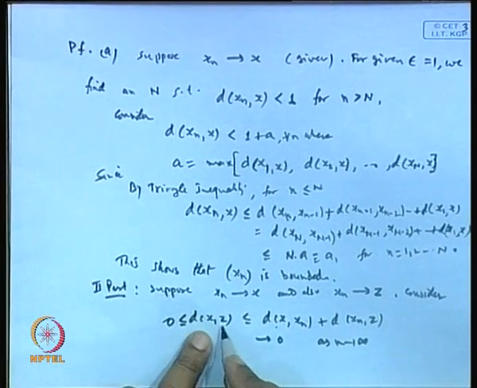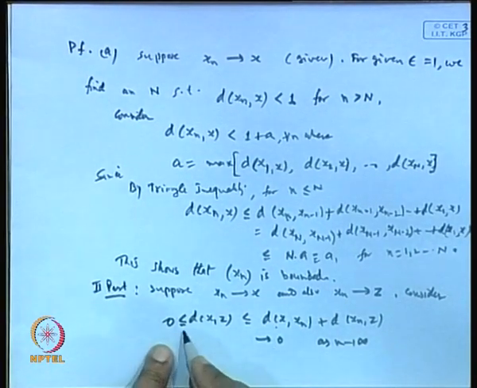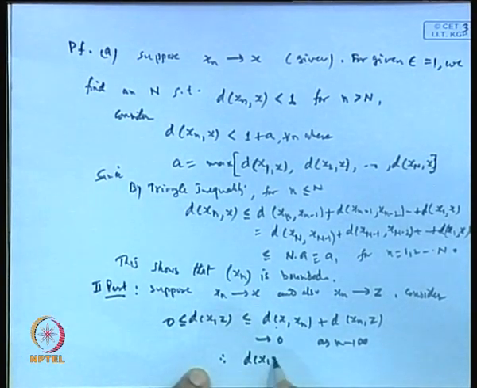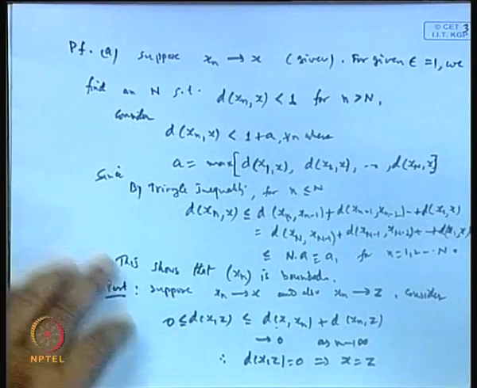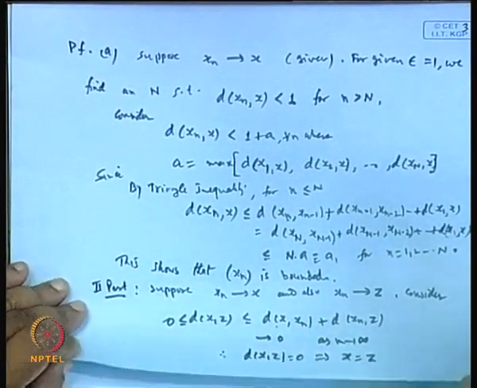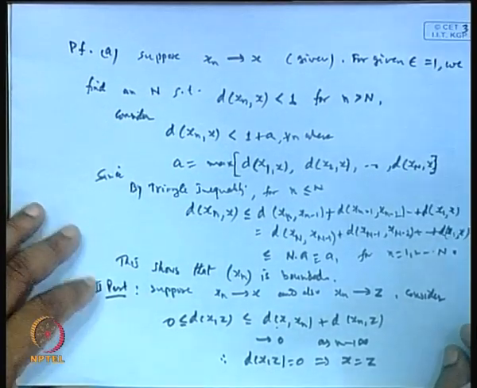Therefore, d of x z is less than or equal to 0, but basically it is always greater than or equal to 0. So, this implies d of x z is 0, that implies x equal to z by definition of the metric. So, the limit will always be unique. If a sequence converges, it will converge to the same limit.